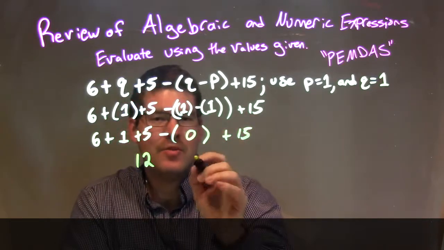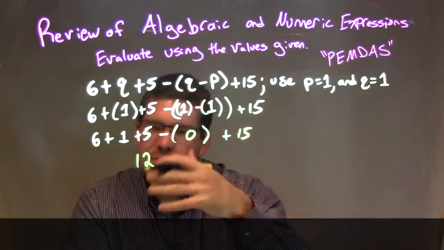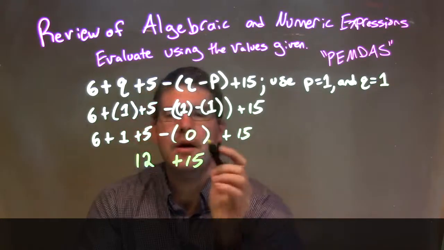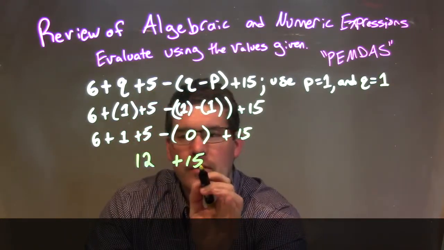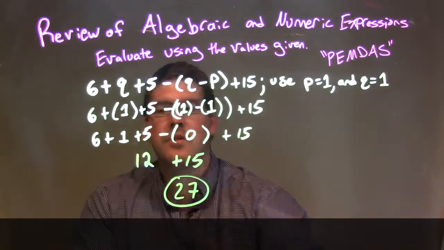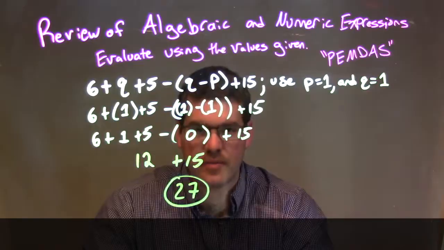Minus 0 doesn't do anything, right? Minus 0 leaves it there. And then we have plus 15. Okay, don't really worry with that minus 0. So now we have 12 plus 15, which comes out to be a 27. And so our final answer here is just a 27.